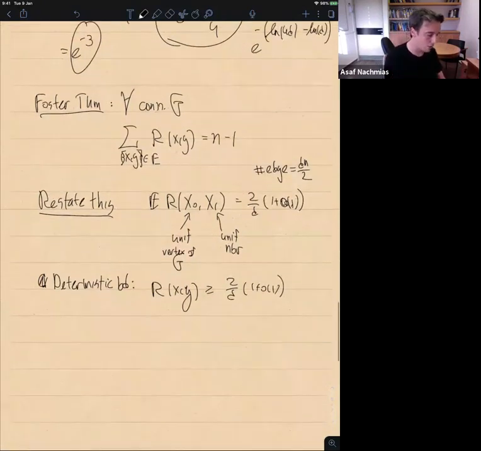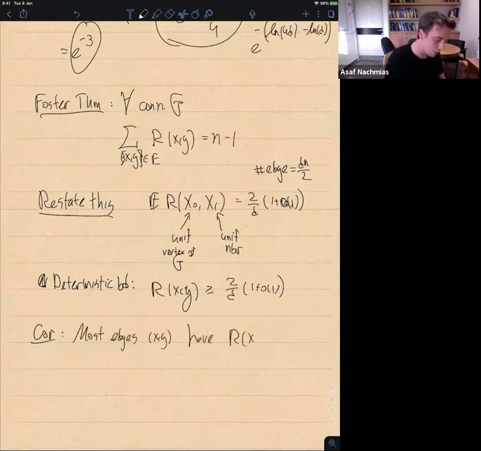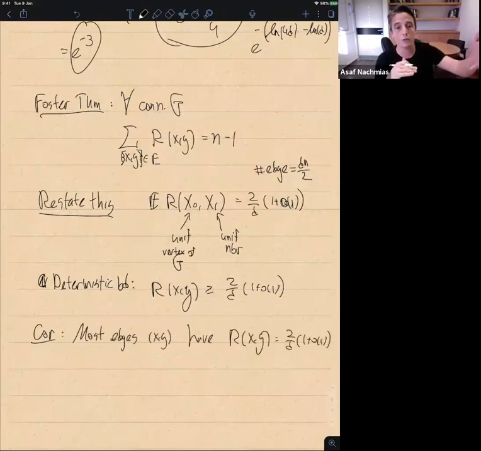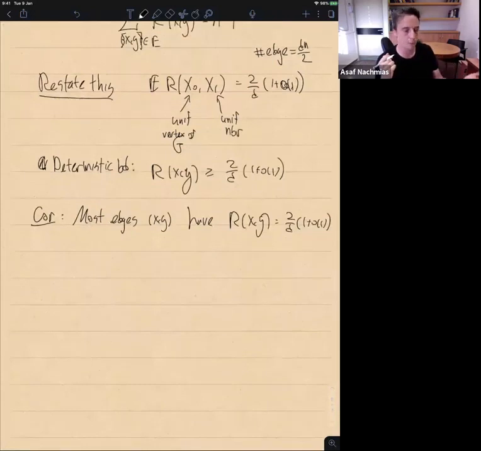So let's write the corollary without the proof. Again, the proof is just counting. The corollary is: most edges xy have the resistance between x and y of order 2 over d times 1 plus little o of 1. So this all fits what I was trying to tell you, that this is the assumption. Of course I can't say it for all edges, I have it for most edges.